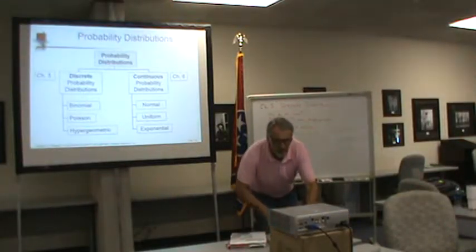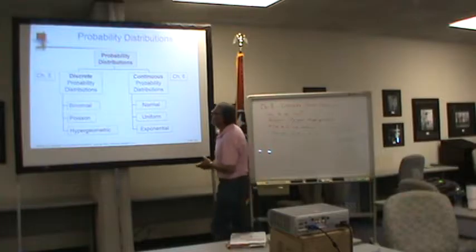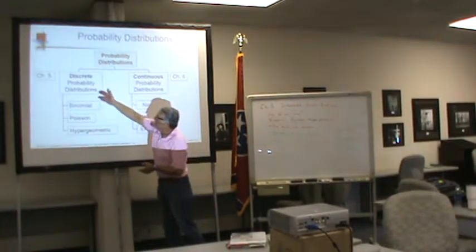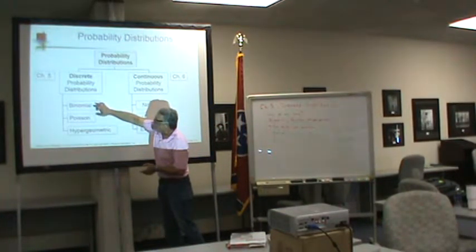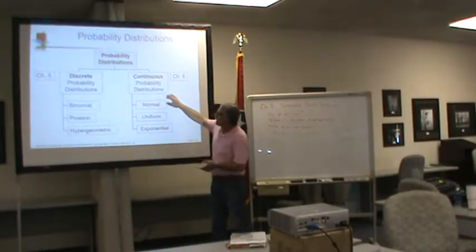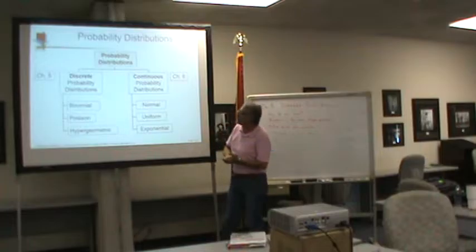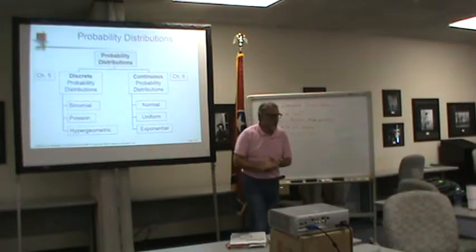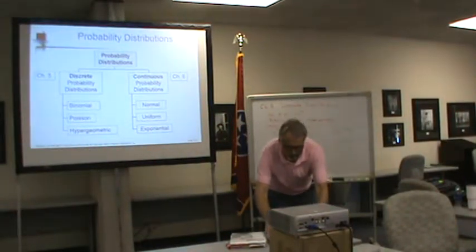Now back to the statistics. So here's where we are. We're going to look at three discrete probability distributions: binomial, Poisson, and hypergeometric. In the next chapter, next time, we've got the continuous ones: the normal, the uniform, and the exponential. So no more of this today.